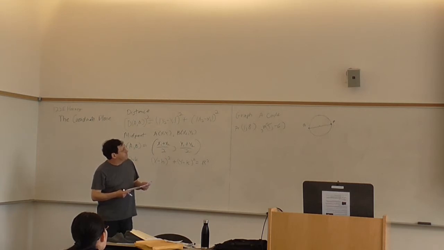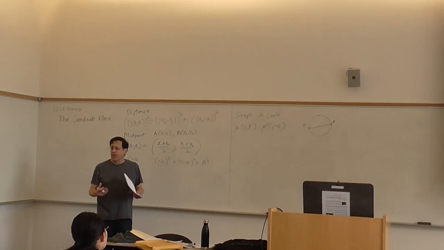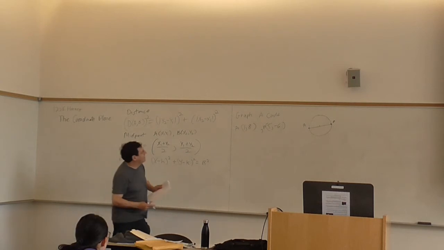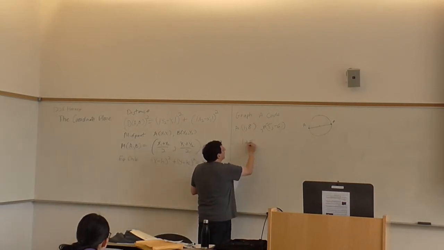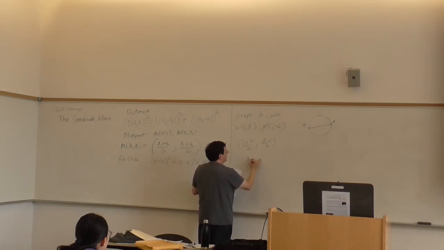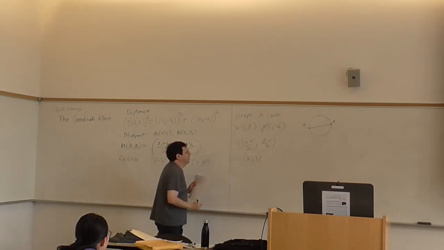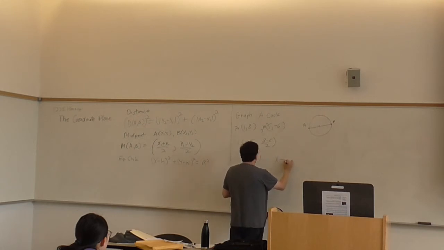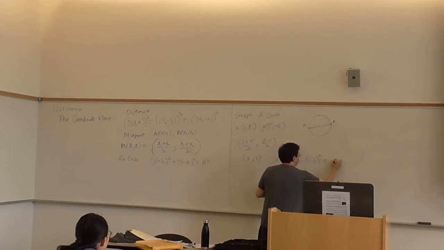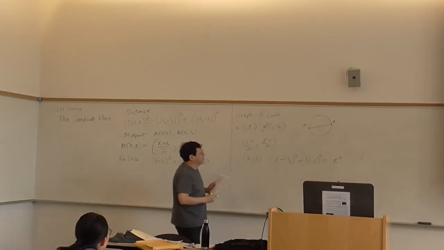Well, first thing I want to know is where's the center of the circle? How would I find the center of the circle? Okay. So (1 plus 5) over 2 and (8 plus -6) over 2. So that's 3 and that's 1. Okay, I've got my center. Good. Because now I know it's going to be (x minus 3) squared plus (y minus 1) squared equals r squared. But I still need to know r.